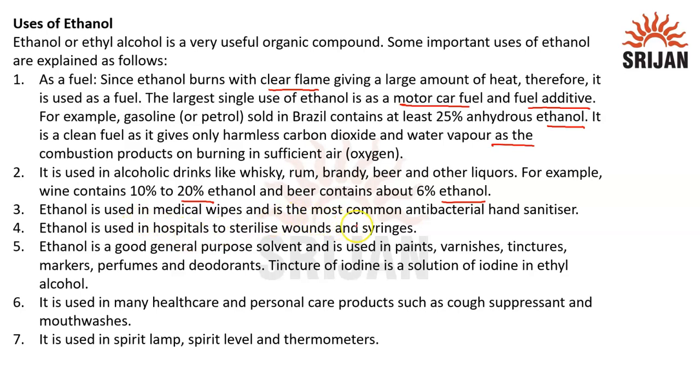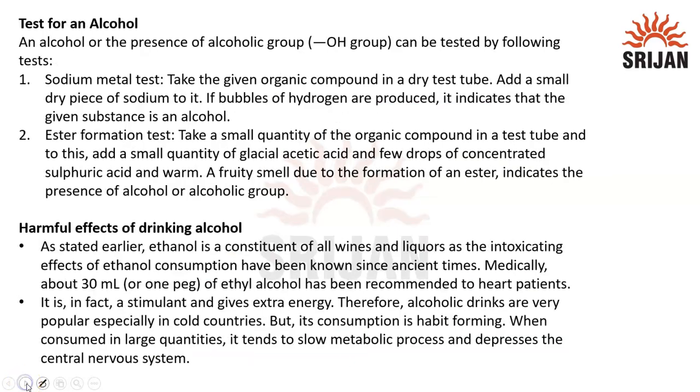Ethanol is used in medical wipes and is the most common antibacterial hand sanitizer. It is used in hospitals to sterilize wounds and syringes. It is a good general purpose solvent which is used in paints, varnishes, tinctures, markers, perfumes, and deodorants. Tincture of iodine is a solution of iodine in ethyl alcohol. It is also used in healthcare and personal care products like cough suppressants and mouthwashes. It is used in spirit lamps, spirit levels, and thermometers as well.